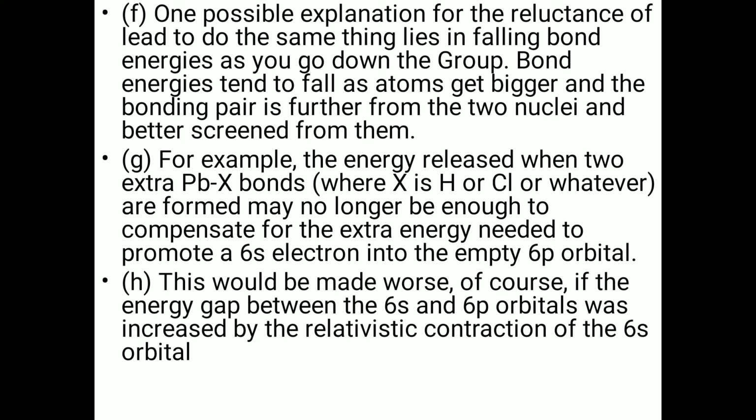One possible explanation for the reluctance of lead to do the same thing lies in falling bond energies as you go down the group. Bond energies tend to fall as atoms get bigger and the bonding pair is further from the two nuclei and better screened from them. For example, the energy released when two extra Pb-X bonds are formed may no longer be enough to compensate for the extra energy needed to promote a 6s electron into the empty 6p orbital. This would be made worse, of course, if the energy gap between the 6s and 6p orbitals was increased by the relativistic contraction of the 6s electrons.